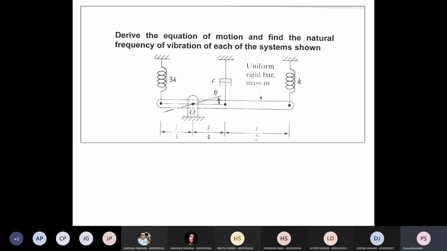So derive the equation of motion and find the natural frequency again. So this is a different kind of system. This is like a rod. All right. So let's construct a free body diagram for this.